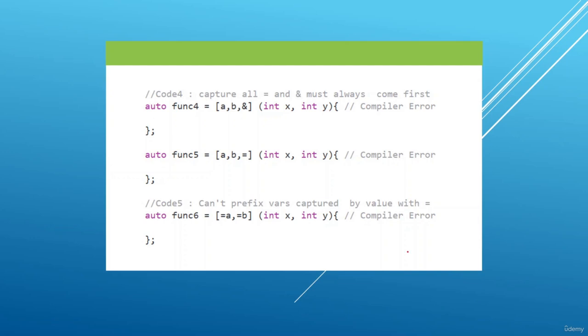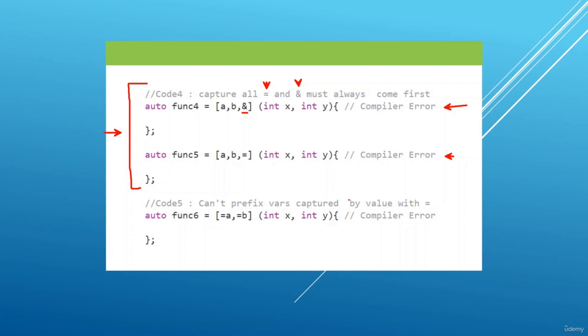And another idea you should really keep in mind is that if you capture all in your Lambda function, the thing you capture all for is going to have to come up first. So for example, if we capture all by value, the equal sign has to come first. If we capture by reference, the ampersand symbol has to come first. So if we do something like this and make the ampersand symbol come last, we will get a compiler error. And if we make the equal sign come last to capture by value, we will have a compiler error as well. So you really need to remember this rule here. If you break it, you're going to get a bunch of compiler errors.